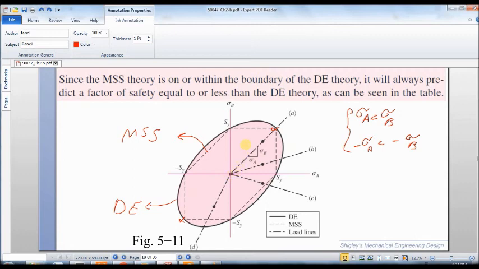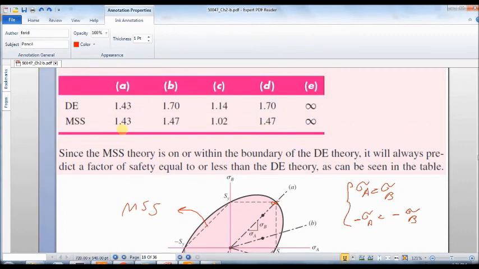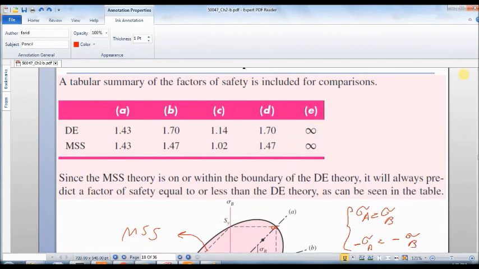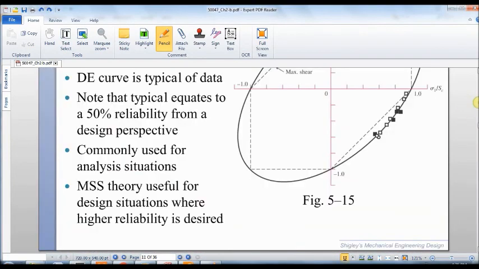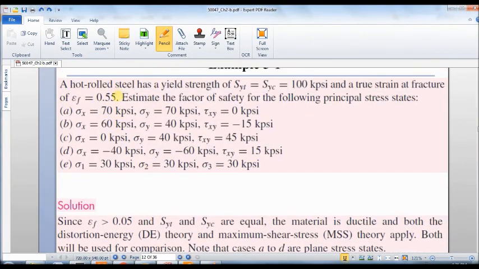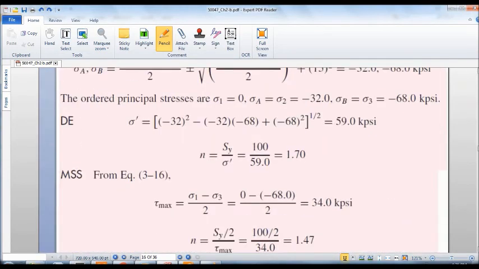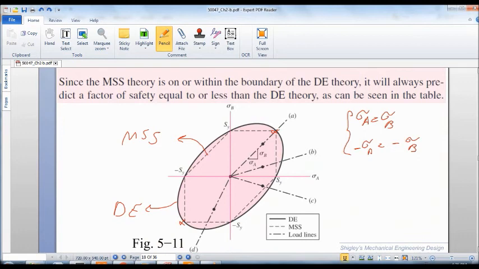Okay, so in case A, because the principal stresses were equal, maybe we can go back to the problem statement. Two stress components which were equal. So the safety factor by using this theory will give you the same result. Okay, next.